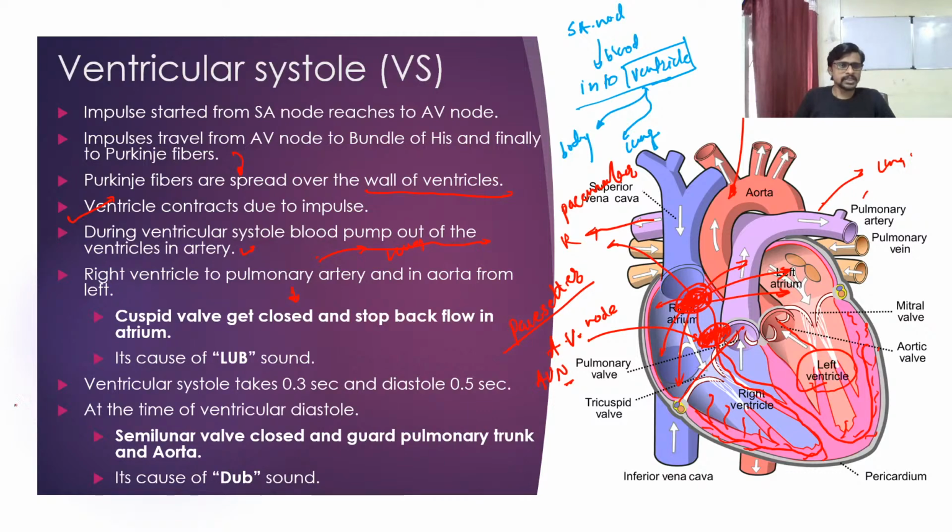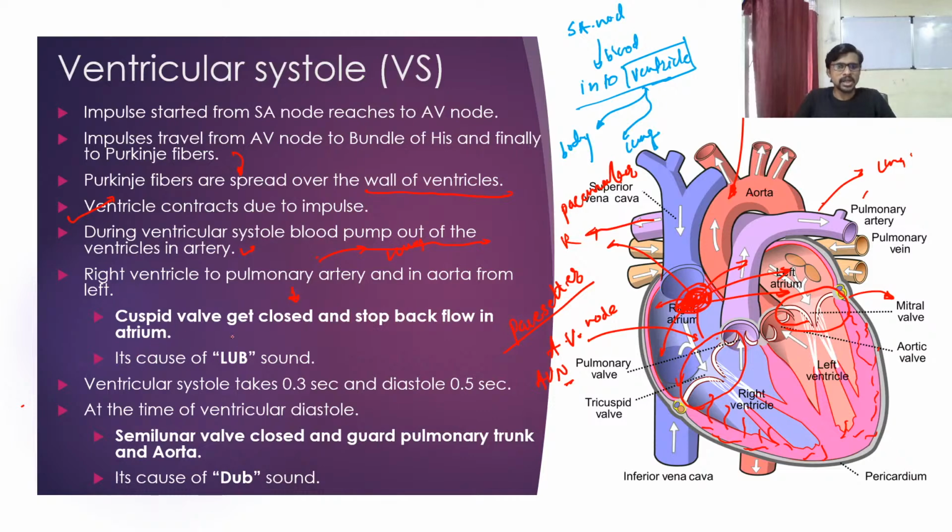The cuspid valves get closed and stop the backflow into the atrium. So where are the cuspid valves? Let's see in the diagram, guys. So here is your tricuspid valve, and here is your bicuspid valve. We also call it the mitral valve. They are both placed at the end of the atria and the initial part of the ventricle. So they are between the atria and ventricle, responsible for avoiding the backflow or leakage from the ventricle into the atria again. Okay, so they are very necessary to avoid this type of backflow.